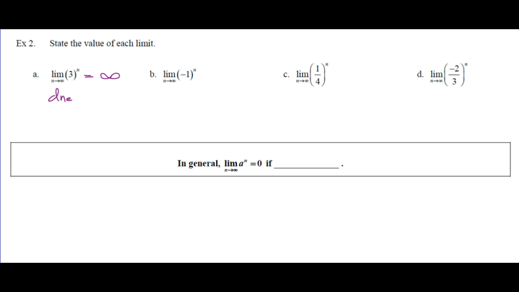The limit as n approaches infinity of -1 to the power of n. So just think, what are the first few terms? -1, 1, -1, 1, and so what is it? Does not exist, right? The terms are alternating between -1 and +1. Next, 1/4 to the n. 0. Right? We got that because you've got 1/4, 1/16, 1/64, 1/256.